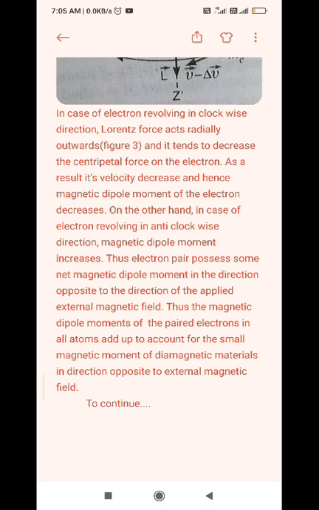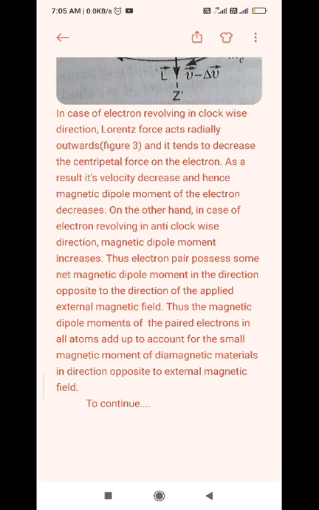One, on the basis of electron theory, in diamagnetic materials all the atoms are paired, no atom is unpaired, and paired electrons are always in opposite directions. So the net magnetic moment in the absence of the external field is zero. So diamagnetic substances have no magnetic moment due to the orbital motion.